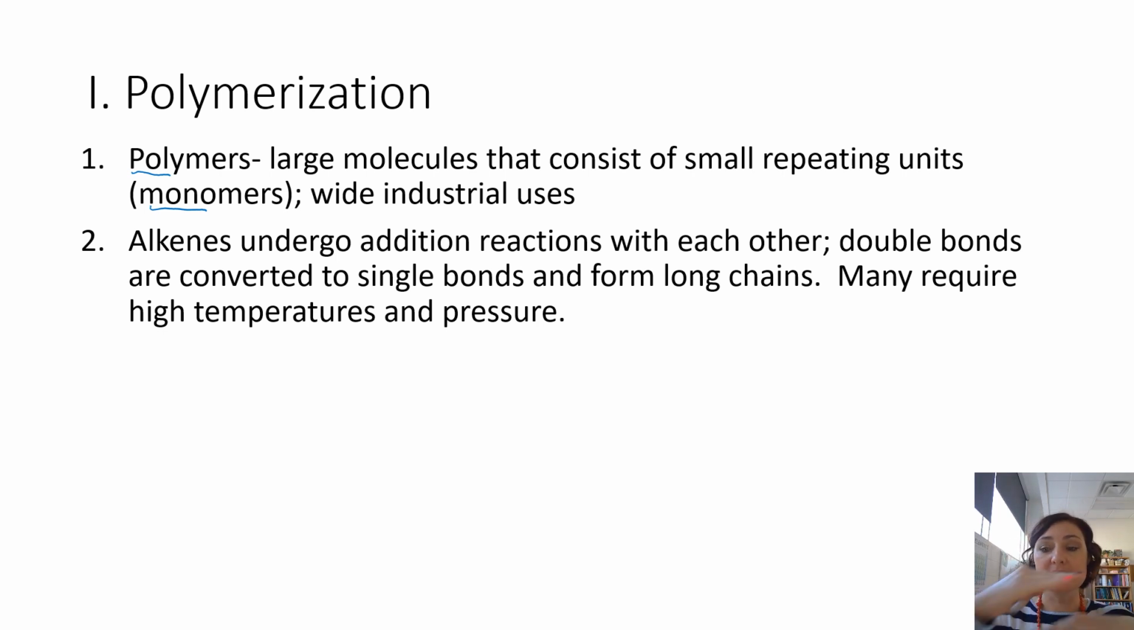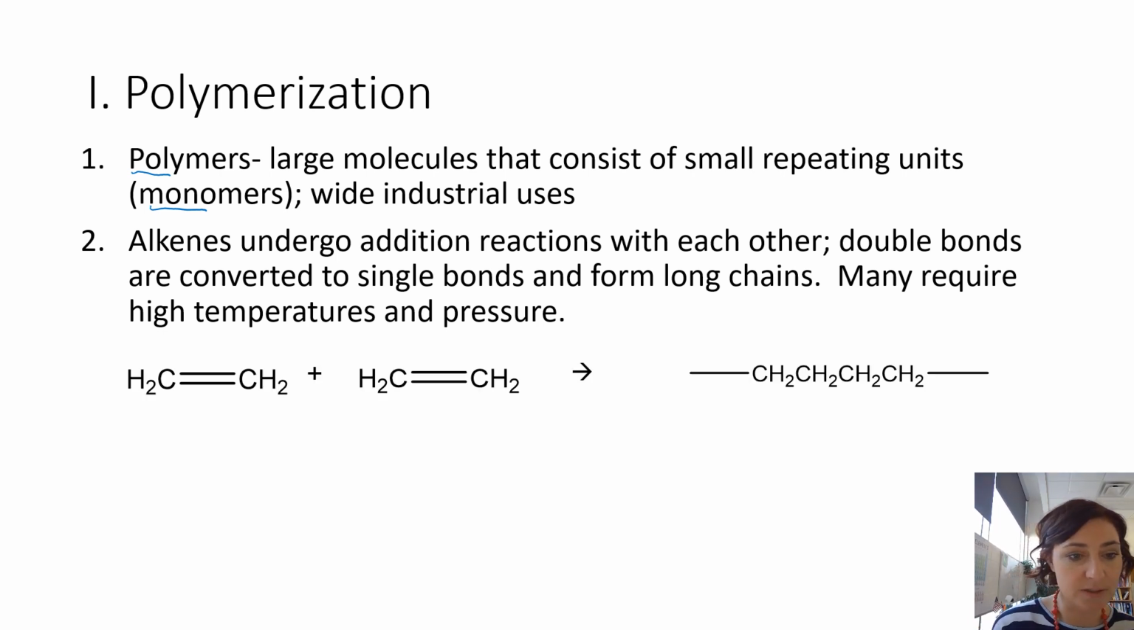Your double bonds are going to be broken so that you now have a single bond and places for the carbons to bond with one another. This is how you get a long chain of these monomers. A lot of times to make polymers in chemistry, we need high temperatures and high pressures. So let's take a look at what this would look like.